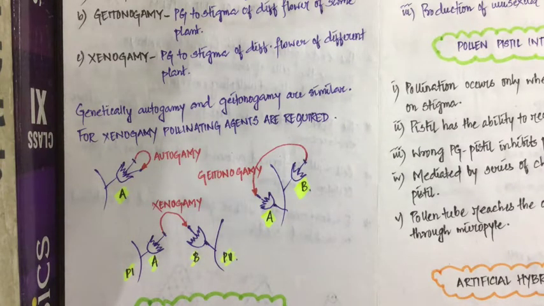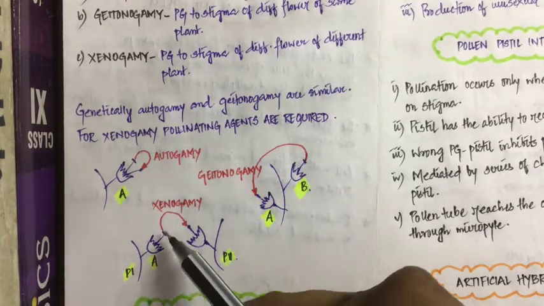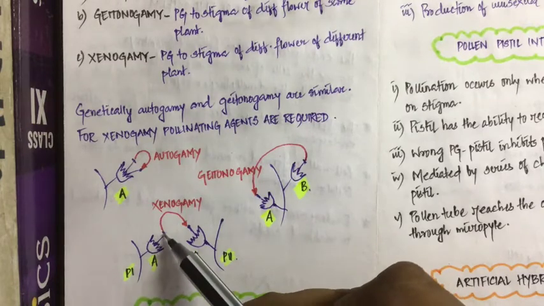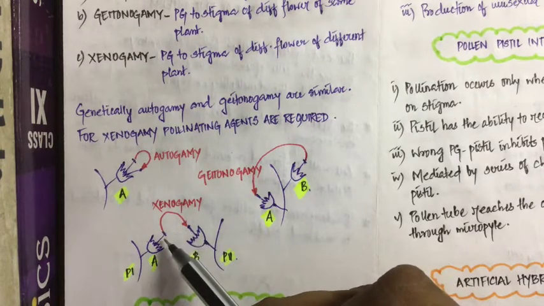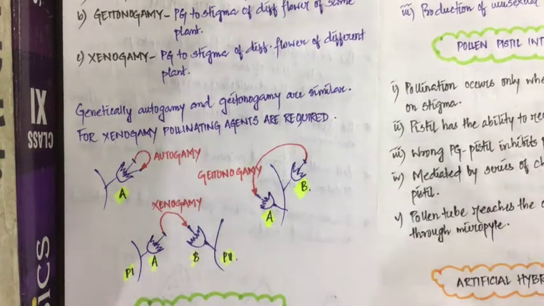Just like geitonogamy was transfer of pollen grain from anther to stigma of a different flower but of the same plant, here it is different. Here it is how different? It is getting transferred from anther to stigma of different flowers but of different plants. Here it was the same, here it is different.